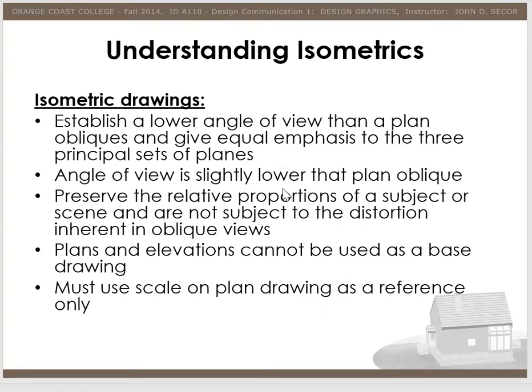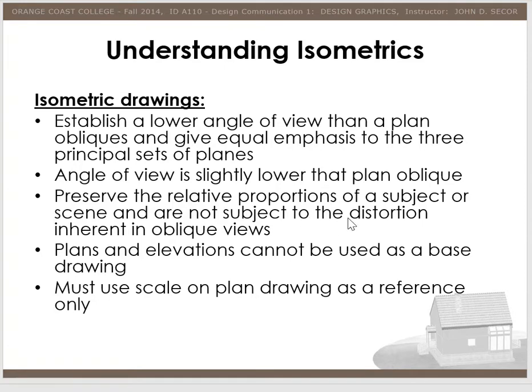The angle of the view is slightly lower than a plan oblique, meaning when you see an isometric, it's tilted more. So you're not looking at it straight on, right at you. It's kind of tilted and it looks more realistic that way. We did the plan oblique, which was using a floor plan, tilting it, and it was coming straight at us. The isometric is going to be a little more tilted, a more realistic viewpoint. So you don't quite see as much inside as you do with the plan oblique.